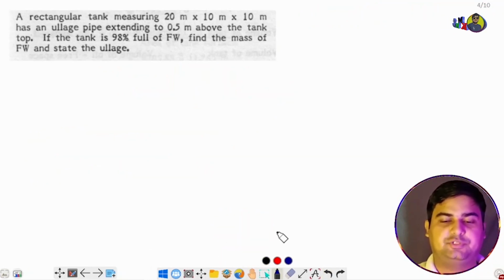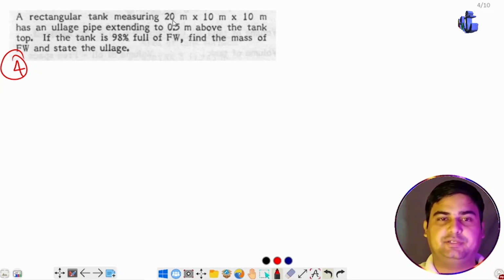I will move forward to the next question. A rectangular tank measuring 20 meters by 10 meters by 10 meters. So 20 is the length, 10 is the width, and 10 is the height. So we need to first draw the diagram.